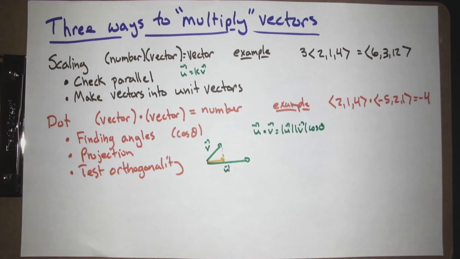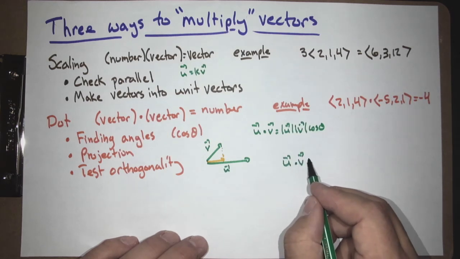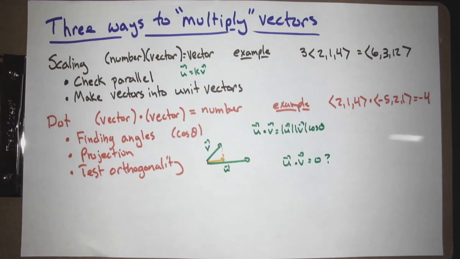It also is a great way to test orthogonality. Orthogonality means theta is 90 degrees. So if you ever want to test orthogonality, you check the dot product: is it equal to 0? It's a yes-no question. Yes, orthogonal. No, not orthogonal. So these are 2 ways. Now I'm going to make a comment here.